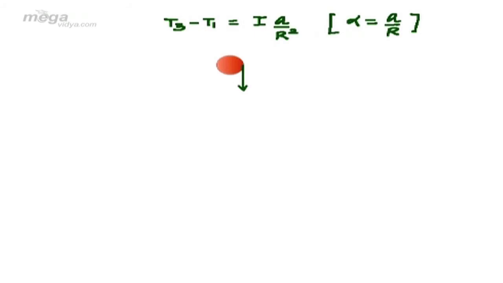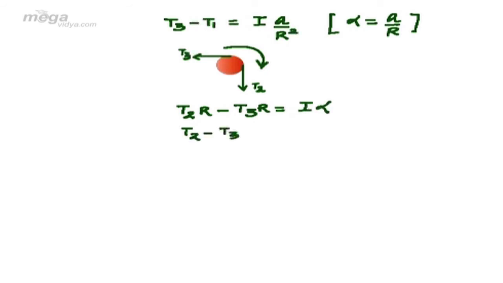or we can say T3 minus T1 will be equal to I A upon R square, using the formula alpha is equal to A upon R. Similarly, taking the FBD of the second pulley, tension T2 is acting in the downward direction and tension T3 is acting opposite to it, and again the pulley is rotating in the anti-clockwise sense. Using the torque equation, we can write T2R minus T3R will be equal to I alpha. Basically, the value of T2 minus T3 will come out to be equal to I A upon R square.